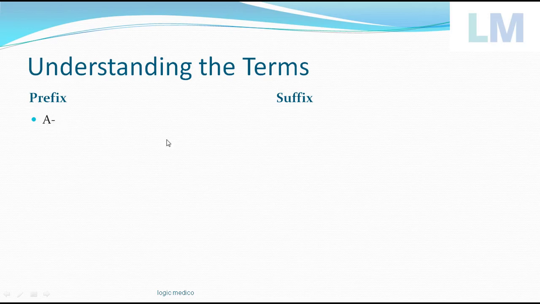A for absence. That is the meaning in the medical field. So aglossia: glossia is a suffix for tongue. Aglossia means absence of tongue. Anasia: naso refers to nose. Anasia means absence of nose. Anophthalmia: an means absence, ophthalmo refers to eye. Anophthalmia means absence of eye.